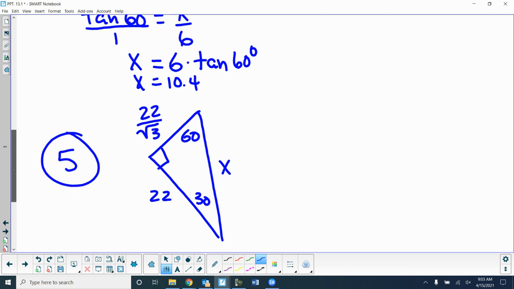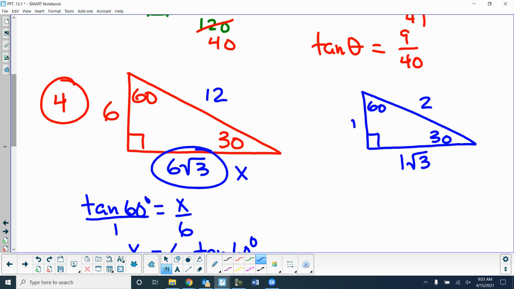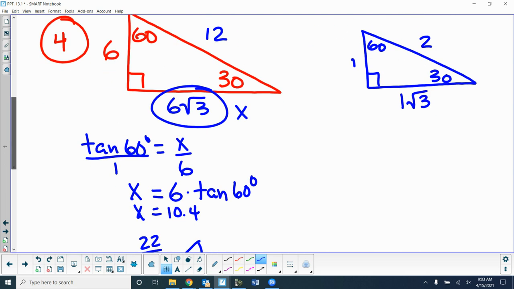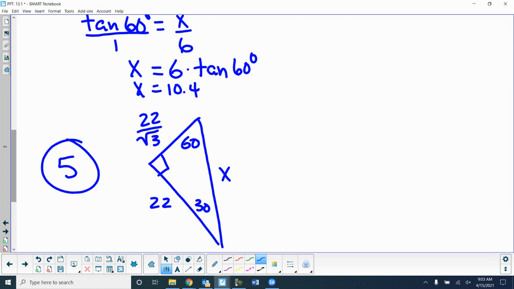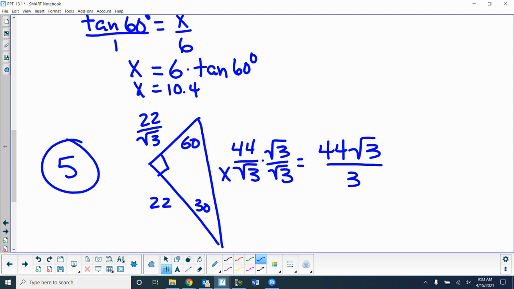And again, what do we do to the short leg to get the hypotenuse? Always multiply by 2. So that's what I'm going to do here. What's 22 times 2? 44. Now, would I accept that answer, 44 over the square root of 3? No, I would want you to rationalize the denominator, right? So this is what I would have written. I would divide 44 by 3 if 3 would go into 44. But it doesn't, does it, Kennedy?